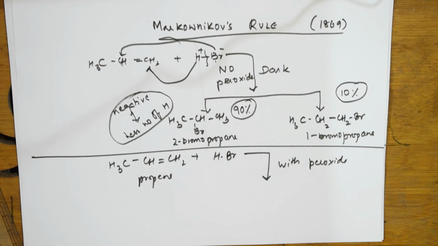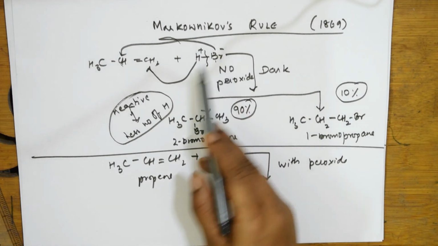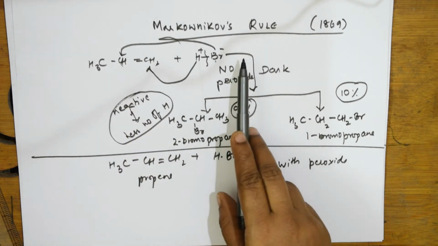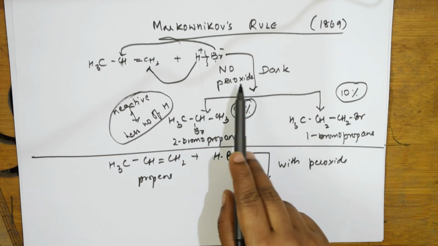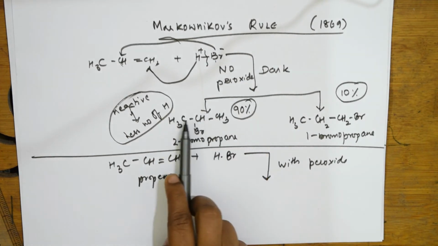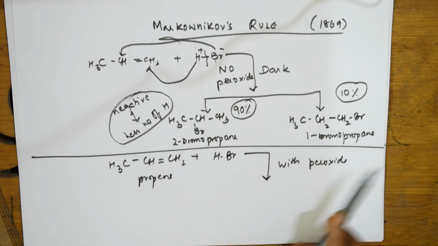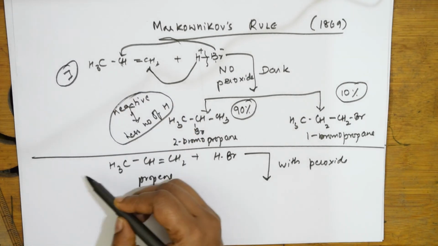So what is the first important thing you have to remember? According to Markovnikov rule, whenever you take an unsymmetrical alkene and when you add HBr, and that too in the presence of dark and there is no peroxide, you get 2-bromopropane as a major product. 1-bromopropane is a minor product. Done.